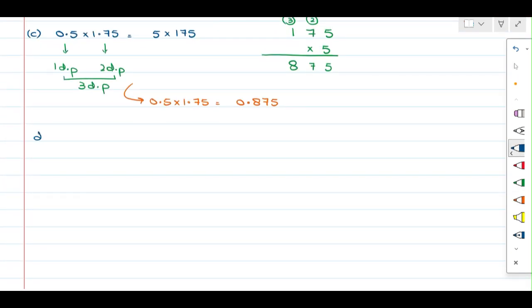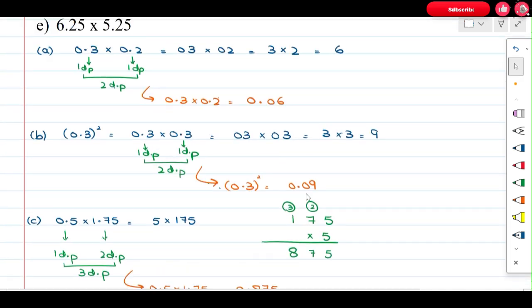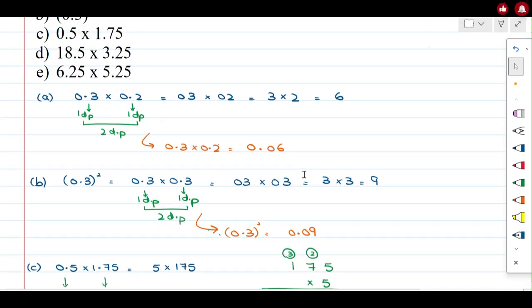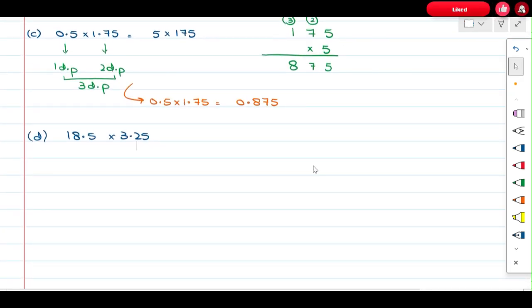Okay, let's do another one. 18.5 multiply 3.25. This one. Let me double check the question. Yeah, 18.5, 3.25. All right. Ignore the decimal again. So 185 multiply 325. Okay, do the simple multiplication. So 185 and 325, it's a product.